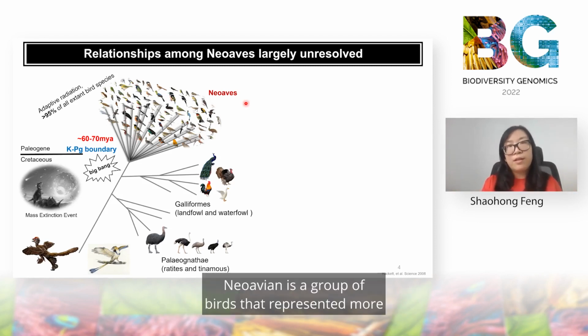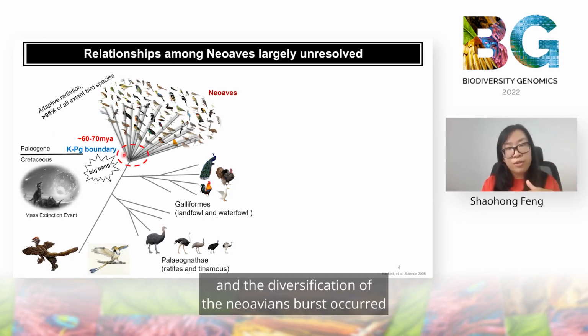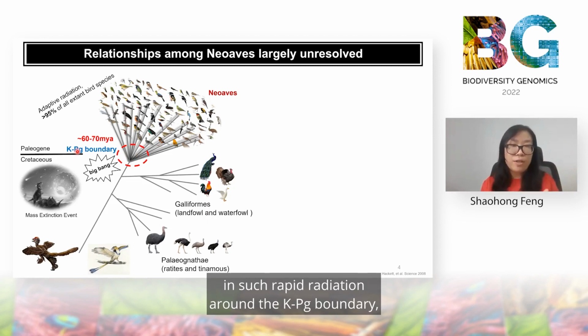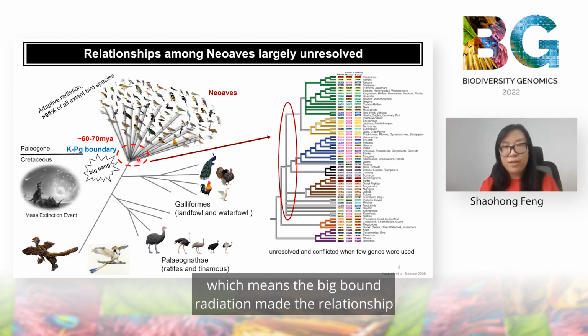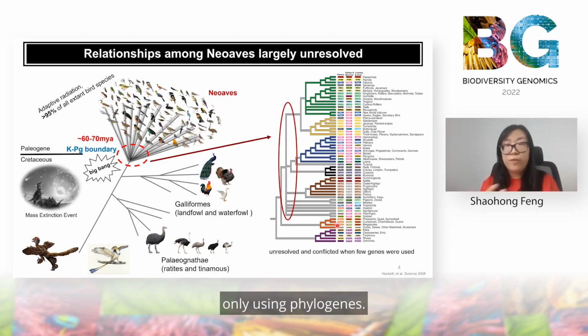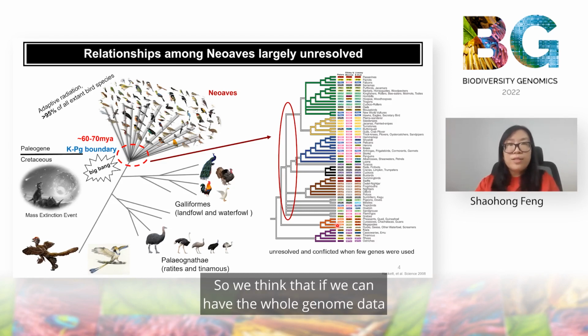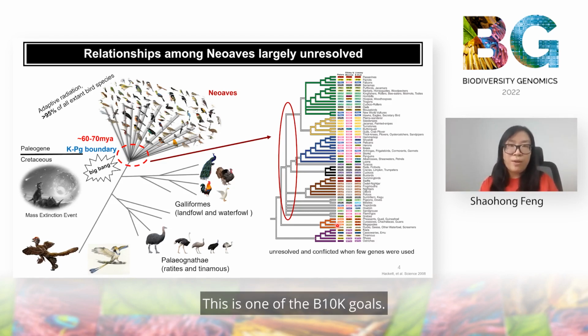Neoaves is a group of birds that represents more than 95% of bird species. The diversification of the Neoaves occurred in such a rapid radiation around the KPG boundary, which means the Big Bang radiation left the relationships among the Neoaves largely unsolved when only using a few genes. So we think: if we can have whole genome data, can we solve this puzzle? This is one of the B10K goals.